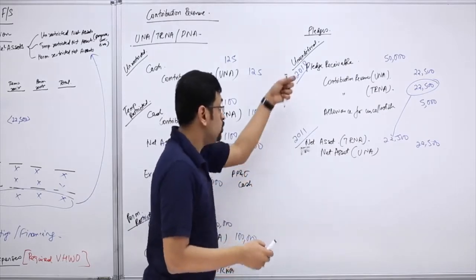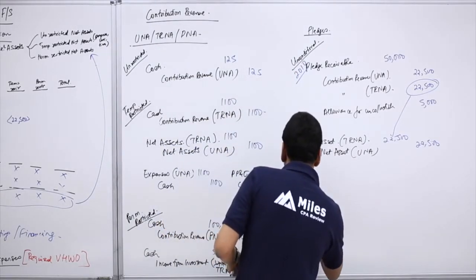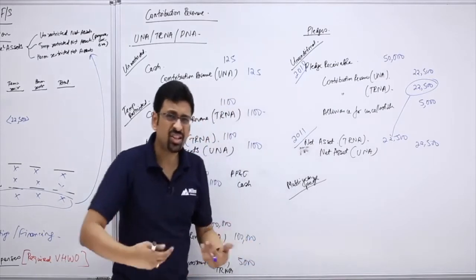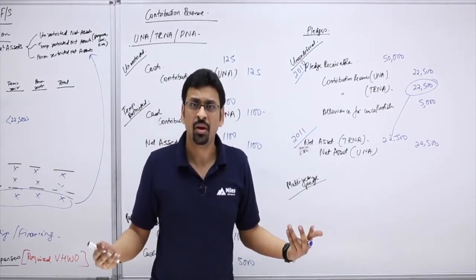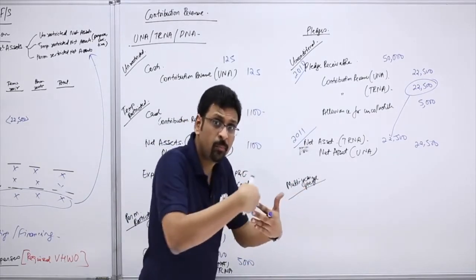Now, this was a pledge for 2010 and 2011. Let's say we're looking at a multi-year pledge where the donor pledges to give a certain sum of money every year for the next 10 years. So that becomes like an annuity.